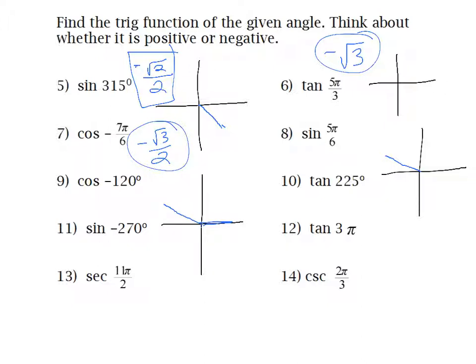But this time I want the sine value. The sine is my y value. That's how far up I'm going. That's going to be my short leg. If it's your short leg, that's going to be a 1/2. And since it's a y value, you're going up. I think it's a positive 1/2.